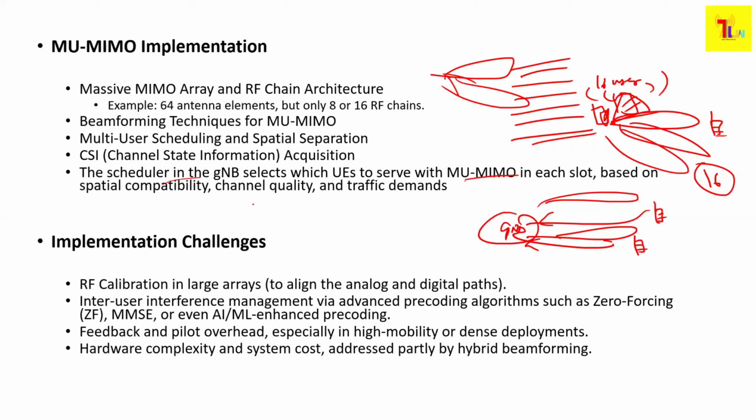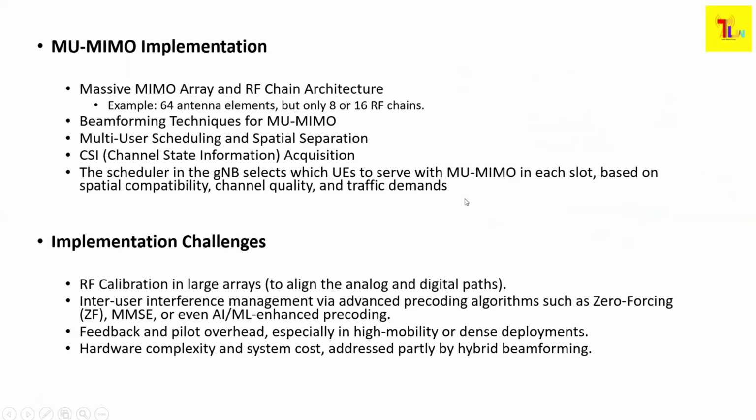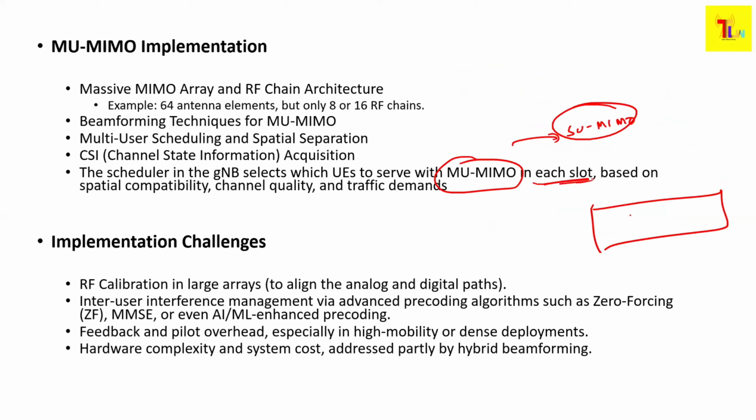And the gNode B selects which users to serve with multi-user MIMO in each slot based on the spatial compatibility, channel quality and traffic demand. So it's not necessarily that the gNode B will be supporting multi-user MIMO always, right? It can switch to single user MIMO. So there are a lot of conditions that have to be satisfied in order to support multiple users in each slot, right? So, for example, you have a slot like this.